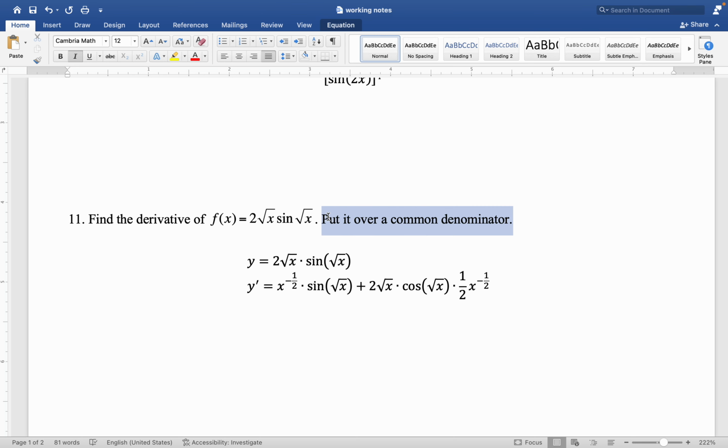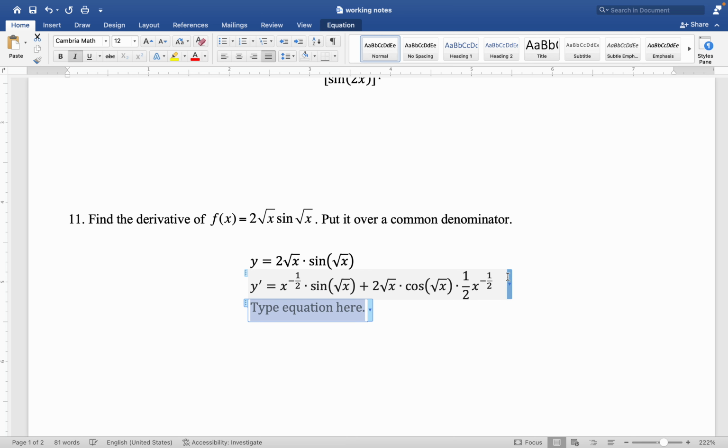If you notice, they want you to put your answer over a common denominator. You're going to have denominators because of these negative exponents here. So let's clean up a little bit. We have y prime equals, just thinking about this term at first, all that's going to happen is this x to the negative 1/2 is going to go into the denominator. So you're going to have a square root of x on the bottom, but that sine of square root of x is going to be left on top.